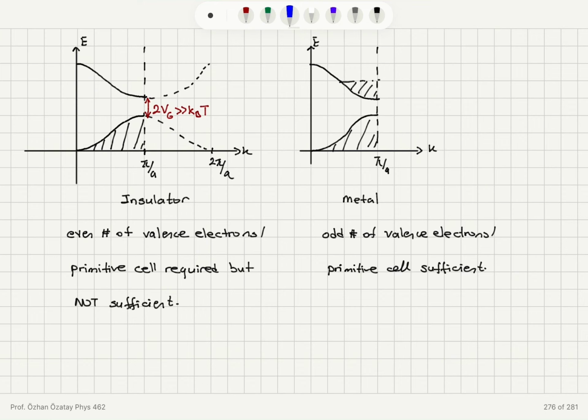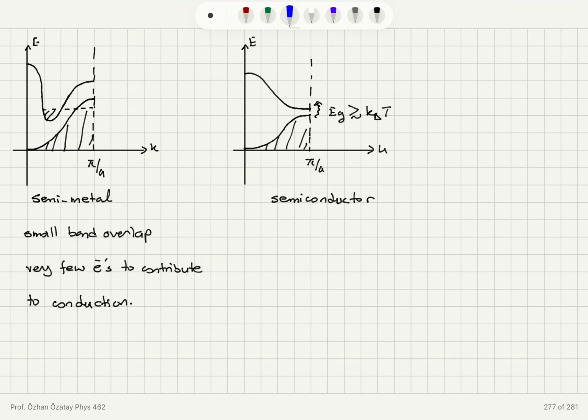If we have an odd number of valence electrons, then we will have a partially filled band, so it's going to be a metal. There will be states for the electrons to move into. On the other hand, if you have a band overlap, with a small number of electrons occupying states in the upper band and a small number of empty states, then we will have few electrons contributing to conduction. It would be a semi-metal. And if we have a small band gap where thermal excitations can cause electrons to move into empty states in the upper band, the material acts as a semiconductor.